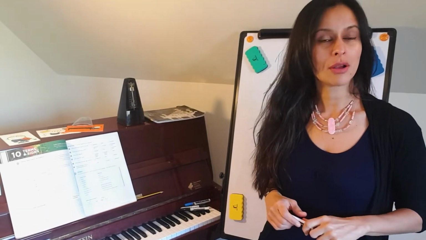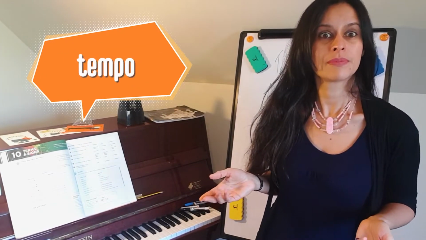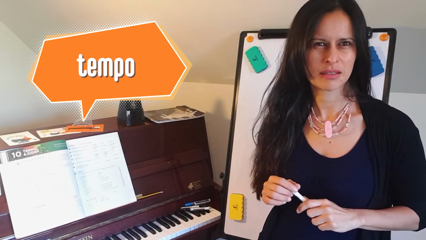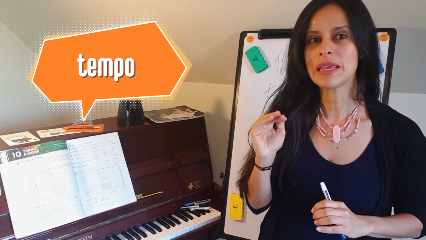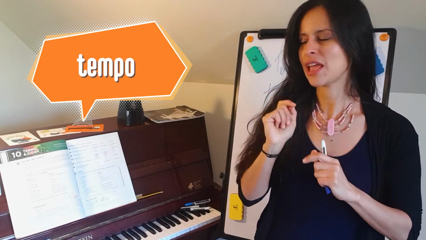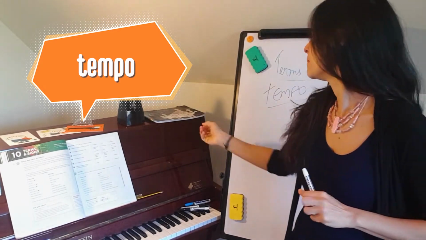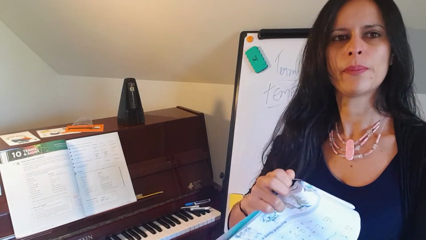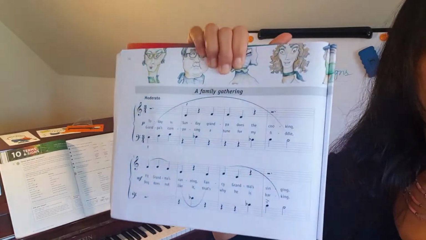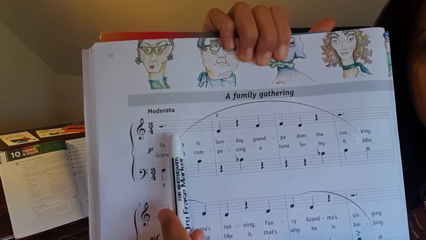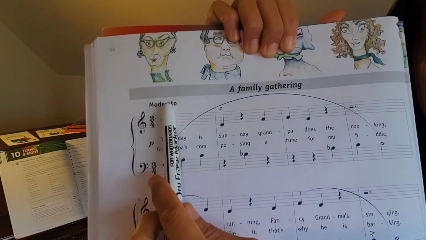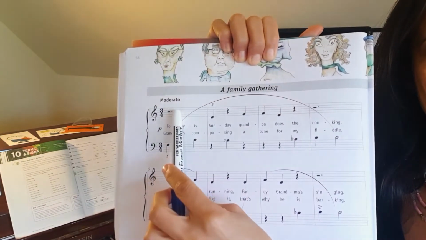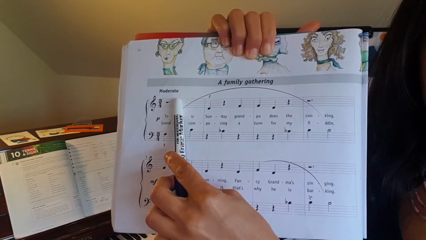Now it's time to talk about tempo, or speed. You know where the indication of tempo in the music is, don't you? At the very beginning, above the stave. Let me get a piano book here. For example, in this tune, A Family Gathering, we have this word moderato at the beginning of the music, at the top. That's an indication of tempo.